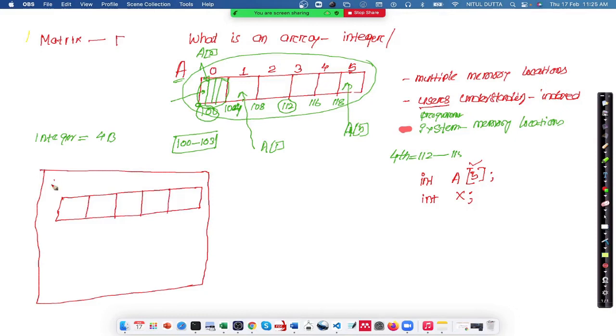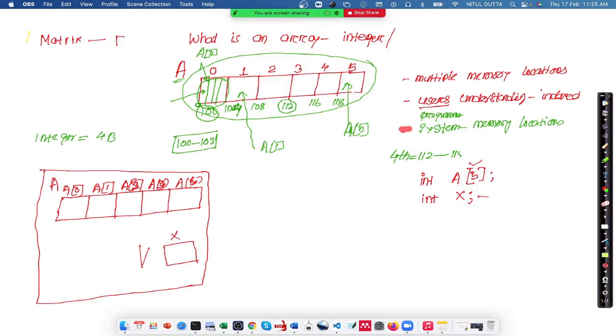The common name will be given as a, and the first element will be identified as a0, the second one as a1, the third one as a2, then a3 and a4. And as a result of the other statement, there will be x.